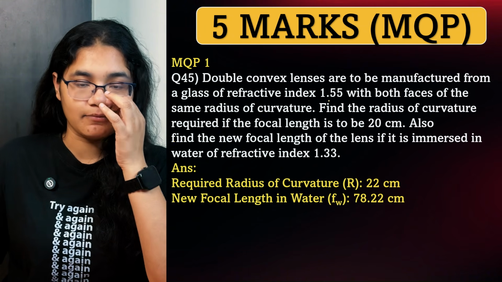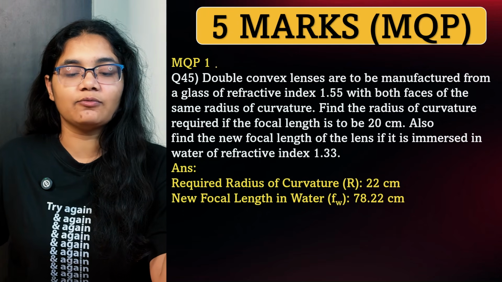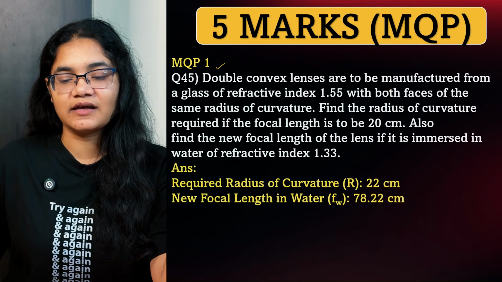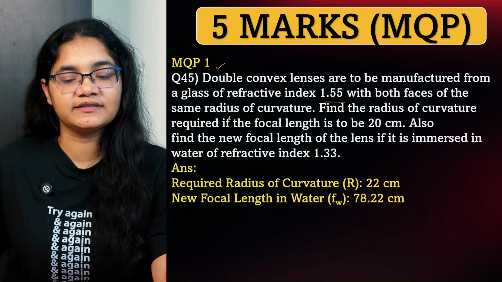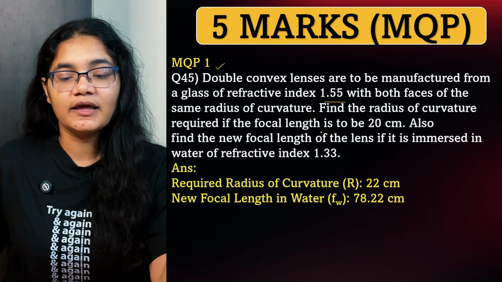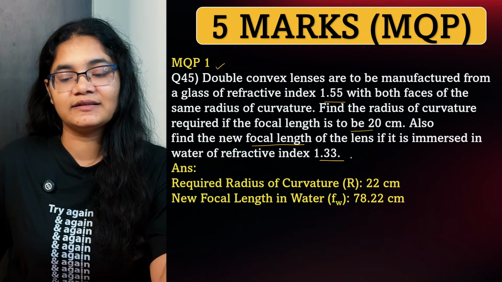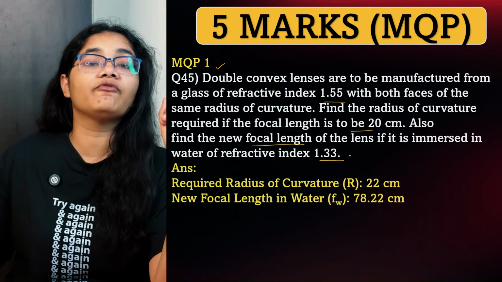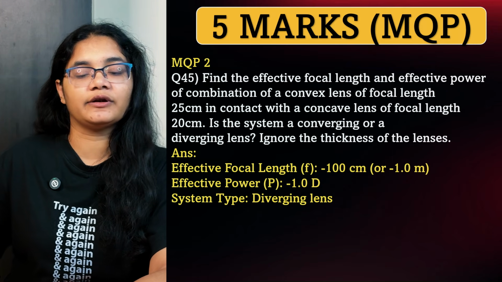Now we'll see the 5 marker model question papers of 2025-26. So in model question paper 1, double convex lenses are to be manufactured from a glass of refractive index 1.5 with both faces of same radius of curvature. Find the radius of curvature required if the focal length is to be 20 centimeter. Also find the new focal length if the lens is to be immersed in water of refractive index 1.33. This similar question we have already discussed.